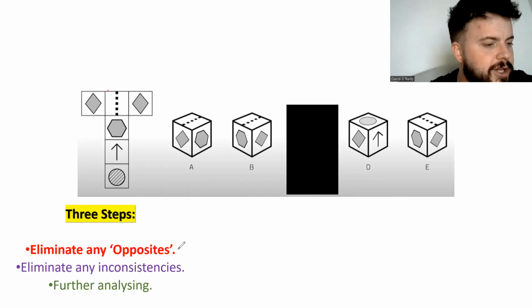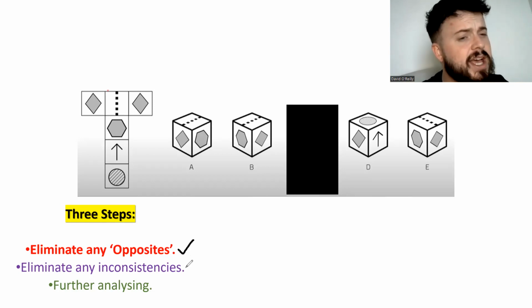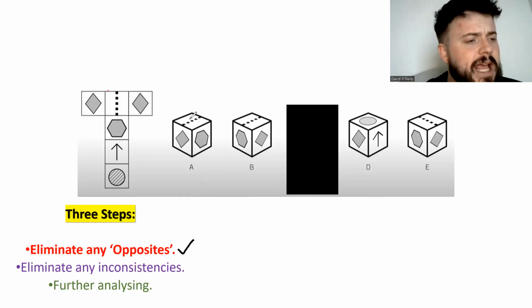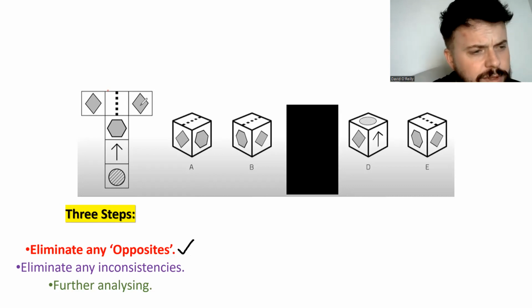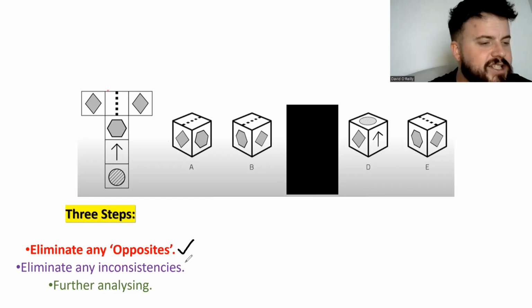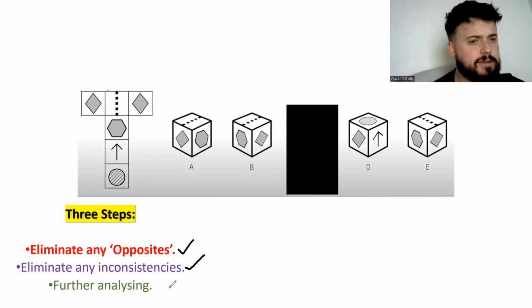Because we have got step 2 to do. So we've done step 1. Let's look at step 2. Eliminate any inconsistencies. Are there any shapes or objects on these cubes that don't appear on the net? Have a look. What do you reckon? I don't think so. I think that they're not inconsistent at all, which means actually now this is probably our toughest one, because for at least three cubes, we're gonna have to do some analyzing.